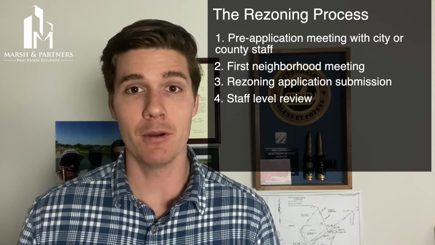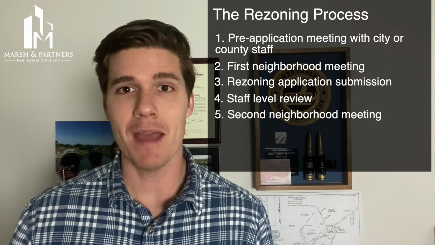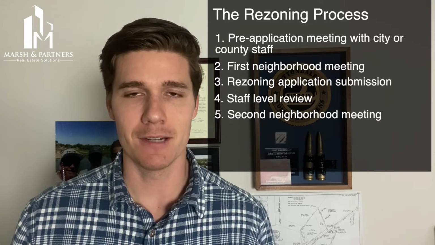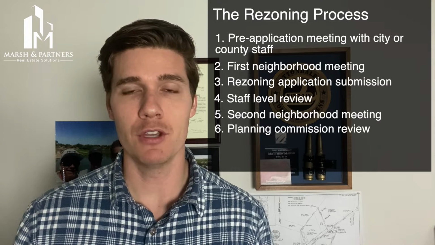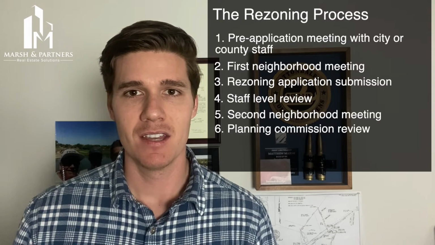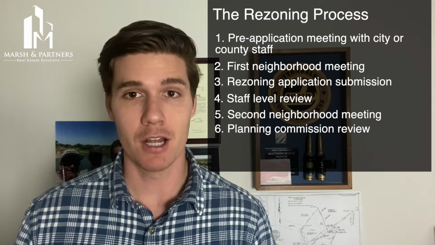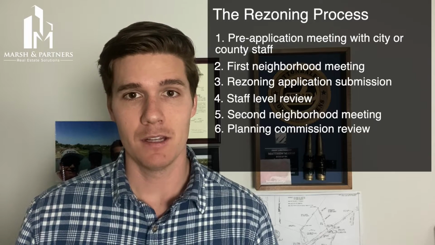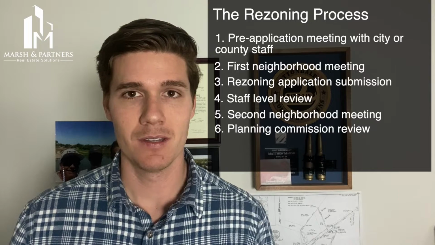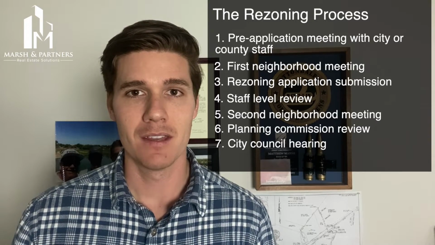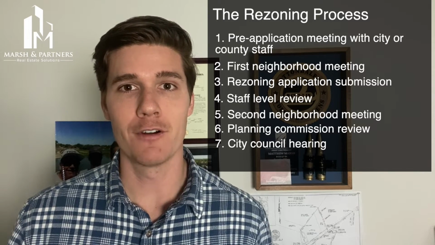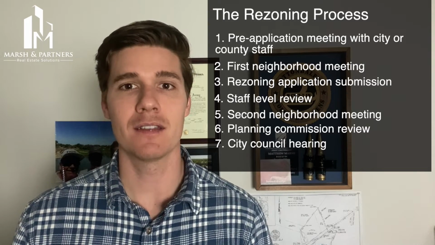Fifth is your second neighborhood meeting. In some cases, municipalities require a second neighborhood meeting if a project meets certain design and size criteria. Sixth, Planning Commission review. Now, the Planning Commission will hold a public meeting where staff comments are addressed and the applicant has an opportunity to present their project and the public can make comments. Now, the Planning Commission will then make a recommendation that they'll pass along to the City Council. And last is a City Council hearing. After hearing comments from the applicant and the public, the City Council will vote and render a final decision on whether the rezoning is approved.